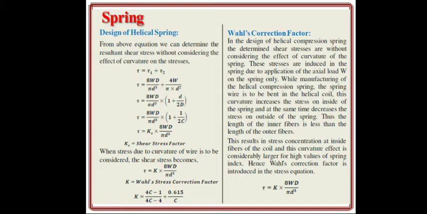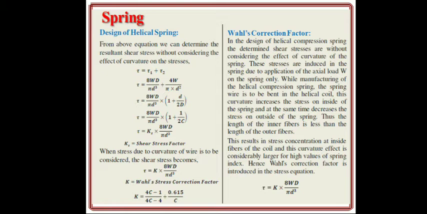From the above equations we can also determine the resultant shear stress without considering the effect of curvature on the stresses. So tau is equal to tau 1 plus tau 2, where tau is equal to 8 into WD divided by pi d cube plus 4 into W divided by pi d square. By rearranging the terms, we get 8 WD divided by pi d cube into 1 plus d upon 2D. So tau is equal to 8 into WD divided by pi d cube into 1 plus 1 upon 2C, as C is nothing but capital D by small d.